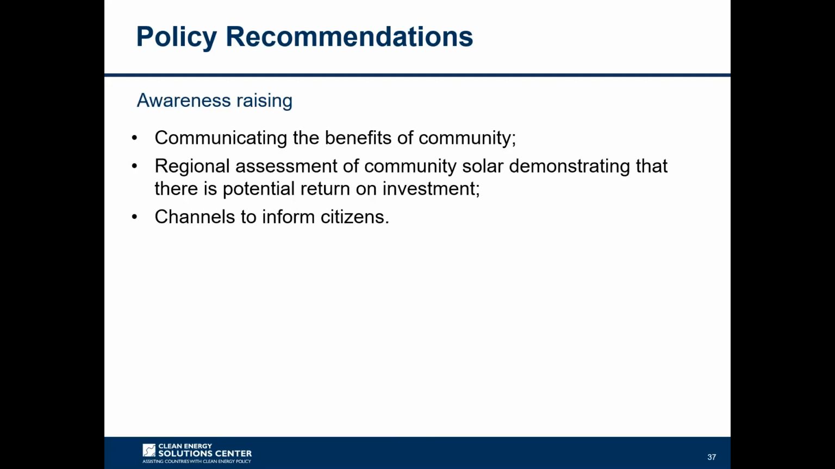Finally, on awareness raising. Regional policymakers can lead the way in communicating about the benefits of community energy, highlighting not only the economic benefits for those who get involved, but also the broader societal challenges that could be overcome. Public authorities can help to kick-start the process of community energy development by performing a regional assessment of renewable sources availability and demonstrating that there is potential return on investment.